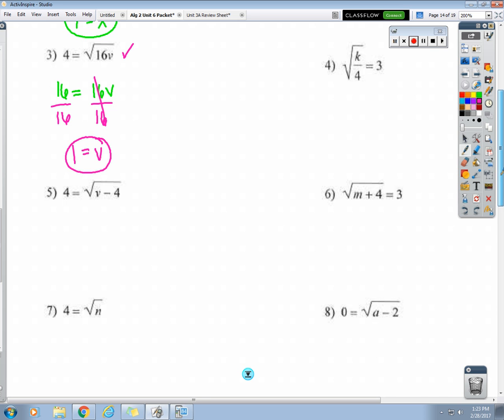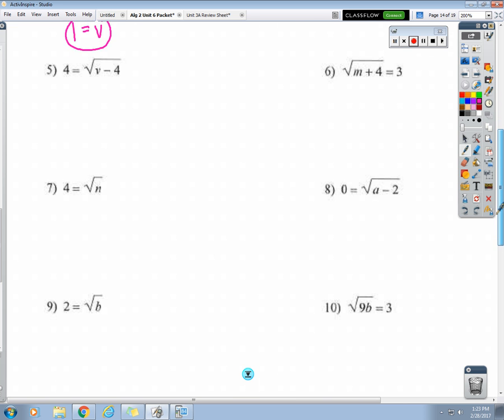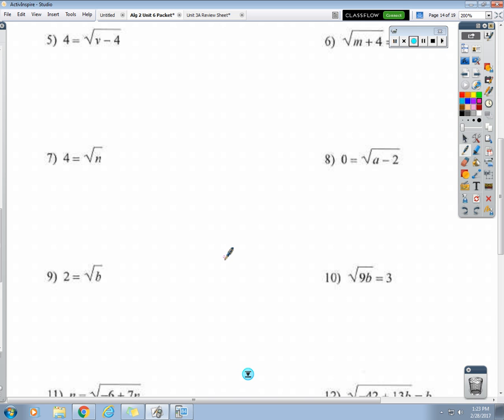Alright, number 5. 4 equals the square root of v minus 4. What do I need to do first? Square it to get rid of that square root, and then I have to square this side. That becomes a 16, and over here it's just v minus 4 now. So now what do I do? Add 4, and so I get 20 equals v, or v equals 20, however you want to write it.